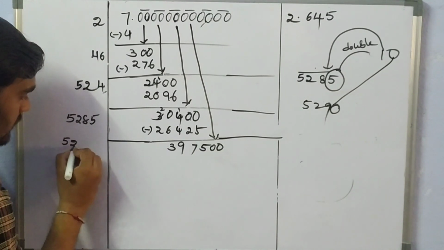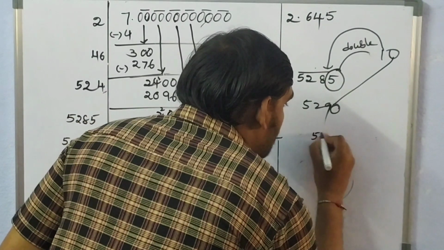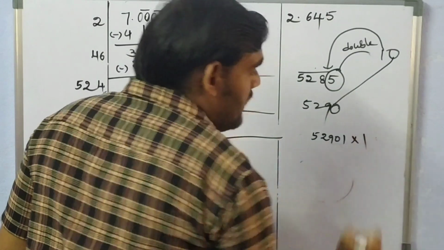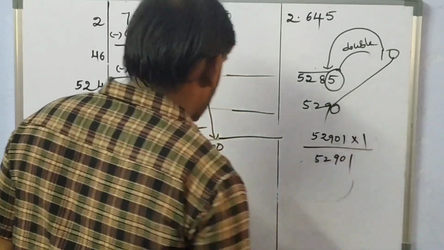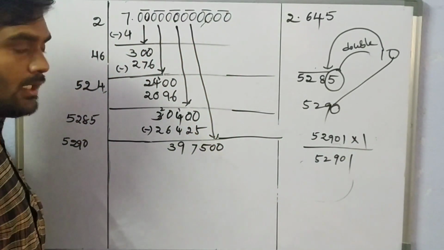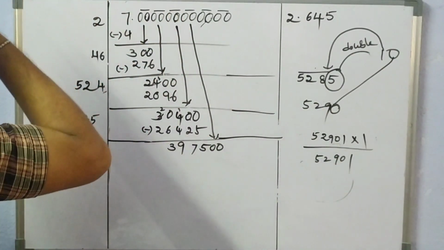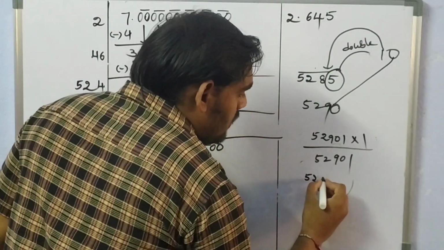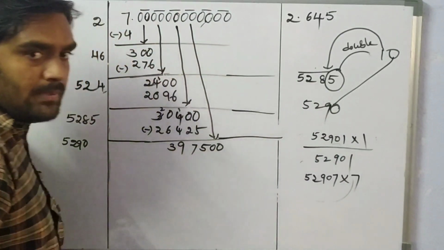Now we need to write here 5,290. After that, whatever digit we are writing beside 5,290, we need to multiply with that one. Suppose here 5,290, after I am writing 1, I need to multiply with 1 only. If you multiply with 1, you will get 552,901. Here 3,97,500. It is far away from this one. Next, go for 2, go for 3, go for 5. So here I am taking 7. 5,290 we got. Here I am taking 7. So we need to multiply with 7.